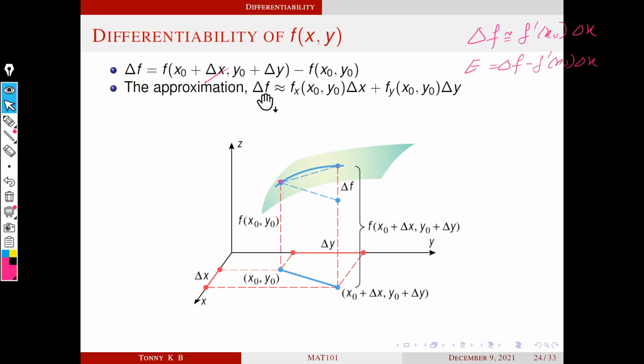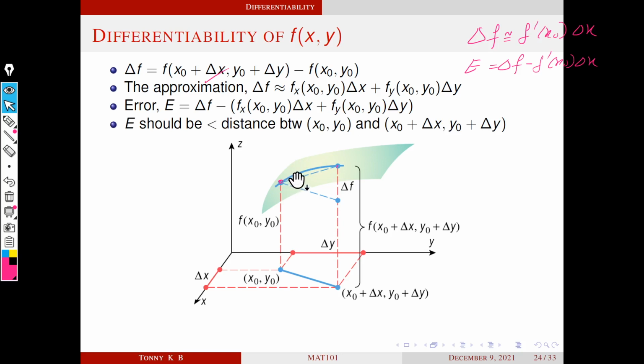So what is the error in this approximation? Similar to one variable calculus, where the error is delta f minus this approximation, of course here also our error is defined like this: error equals delta f minus this quantity. What is our approximation? This approximation is better only when this error is less than the distance between these points, whenever this point is close to this one. So that is the important property of this approximation. Okay, if this is true, then our approximation is good.